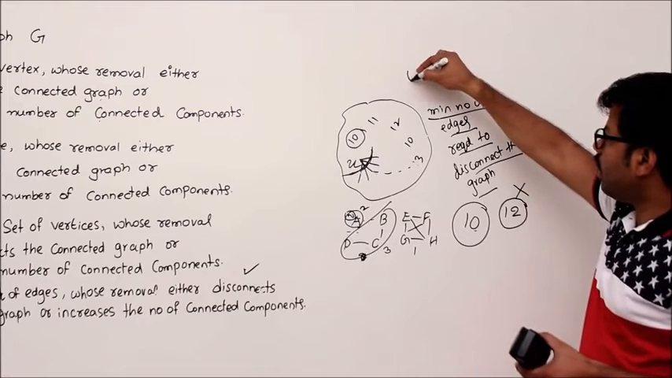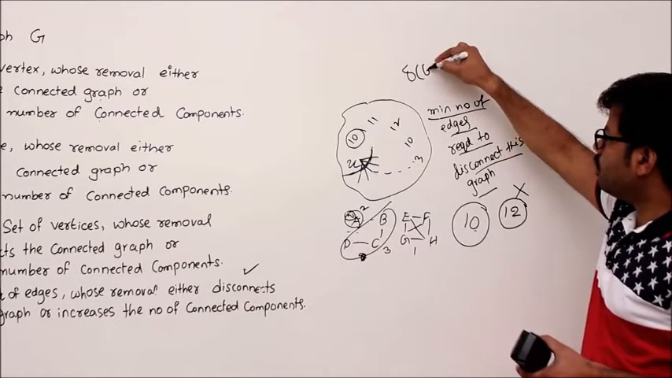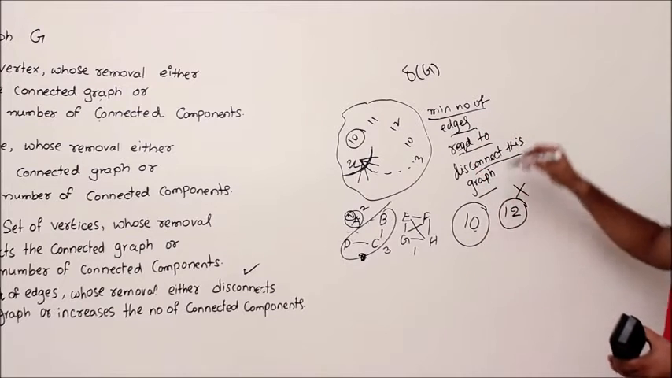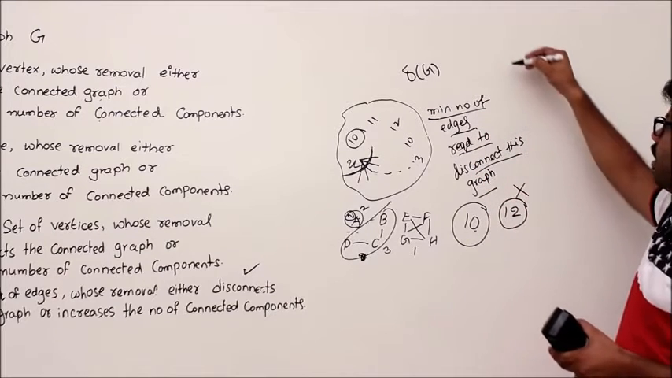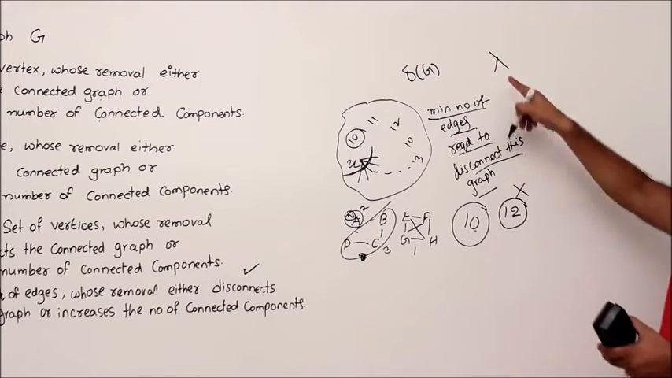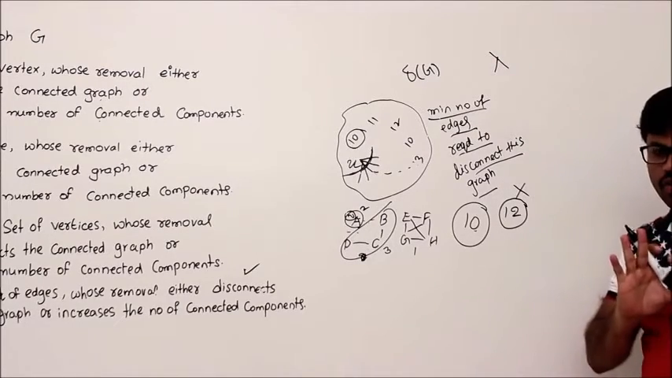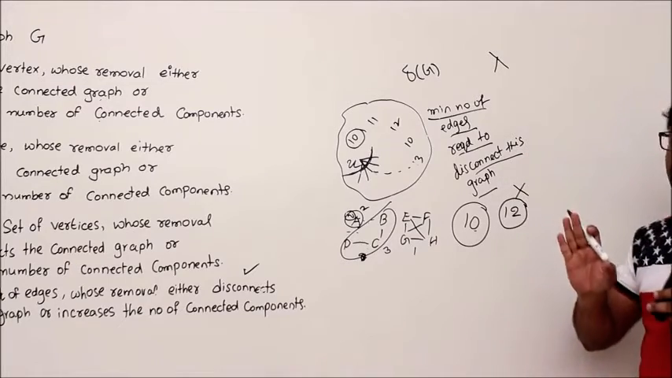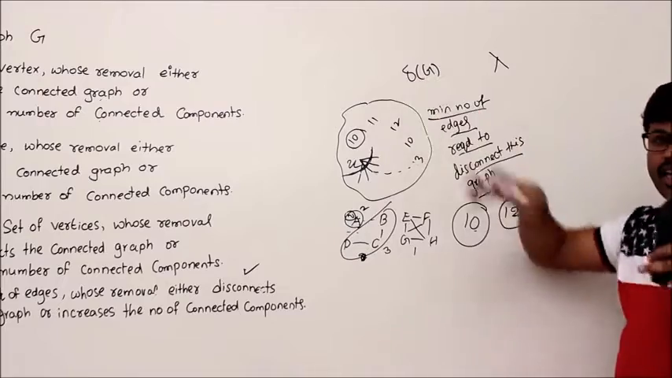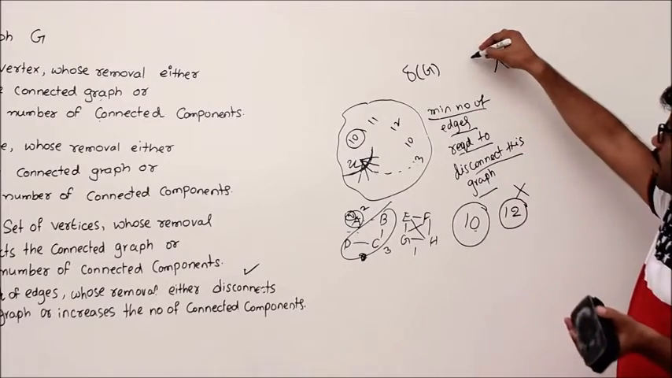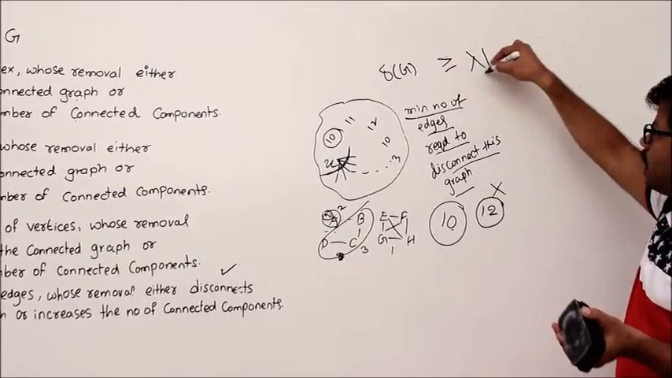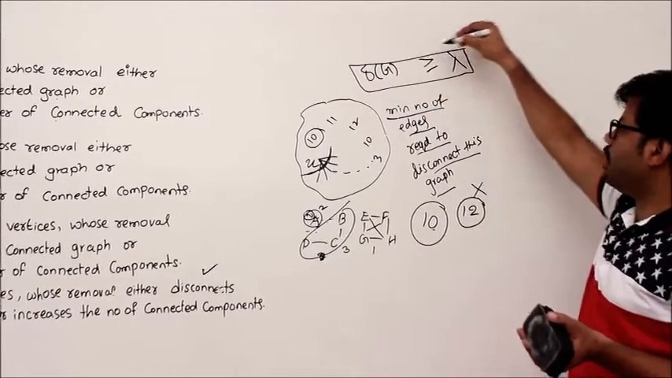For example, the minimum degree of your graph is delta of g. Then the minimum number of edges required to disconnect any graph, let's say, is lambda. Let me denote it by lambda. What is lambda? The minimum number of edges required to disconnect a graph. Then that lambda is not more than delta of g, because I can do it with delta g edges. Then lambda is always less than or equal to delta of g. This is one important point you should remember.